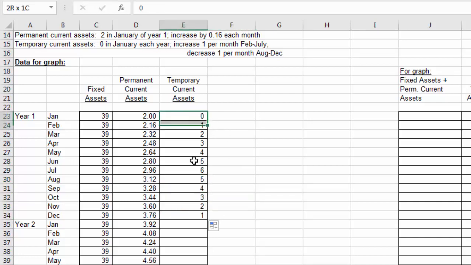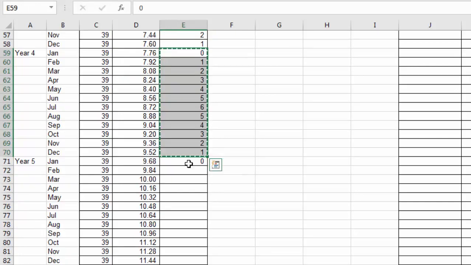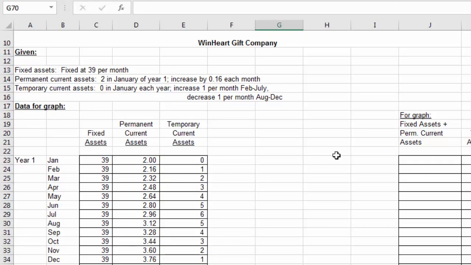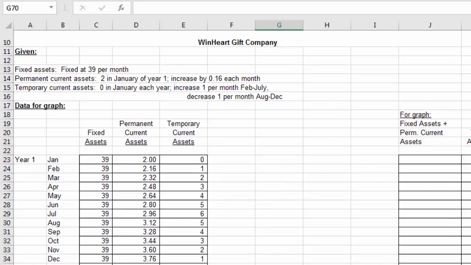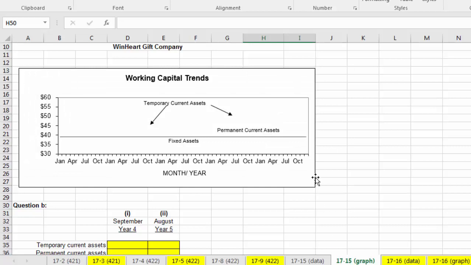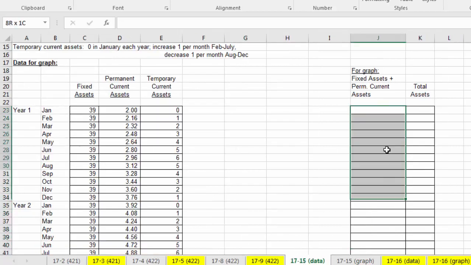Now, what I can do is copy that whole sequence. Copy and paste it again one more time. Okay, so that's the pattern we needed there for temporary current assets. Okay, so what are we going to do? A says plot these data on a graph similar to the one shown in figure 17.2. Now the nice thing about this template is the graph is set up for us here. All we have to do is fill the data in, and that's going to go right here.